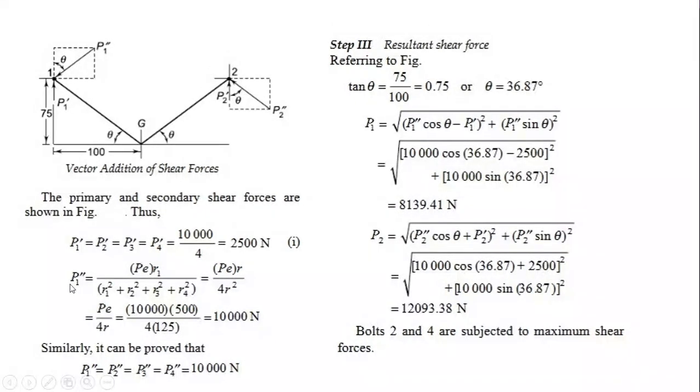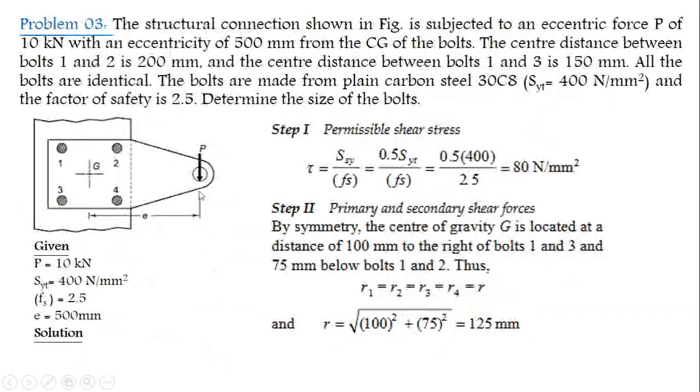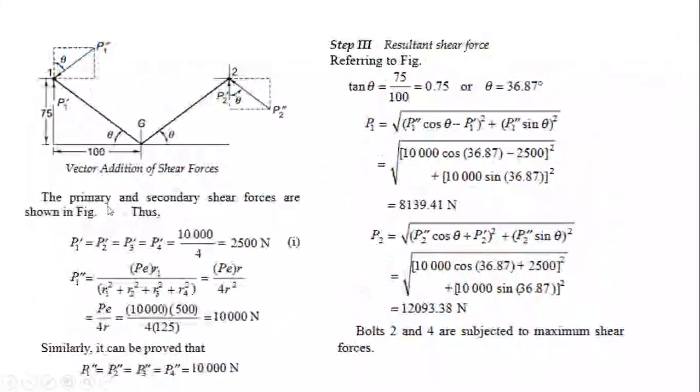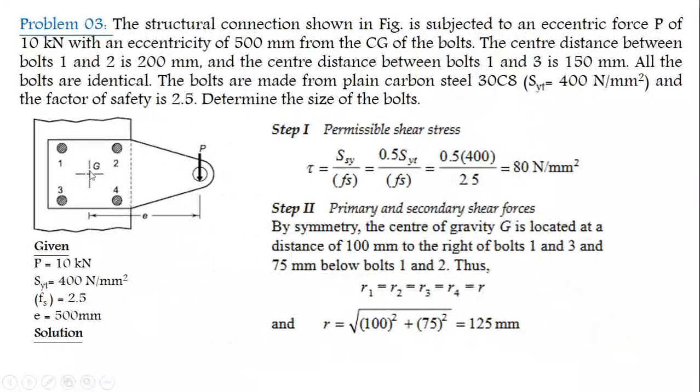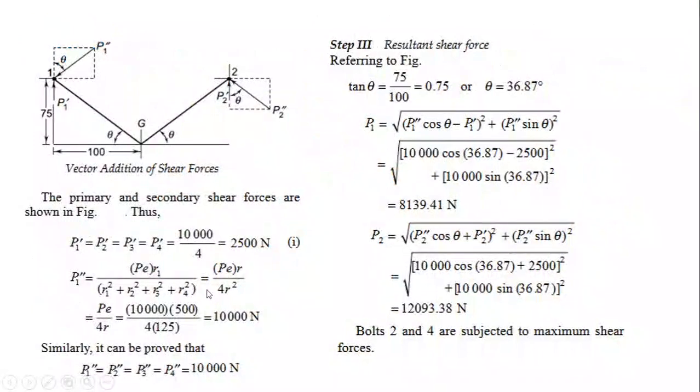Then secondary shear force at bolt 1. Now P into E. Take the moment about E into the radius of bolt 1, R1. PE into R1 divided by R1 squared plus R2 squared plus R3 squared and R4 squared. This is the formula.